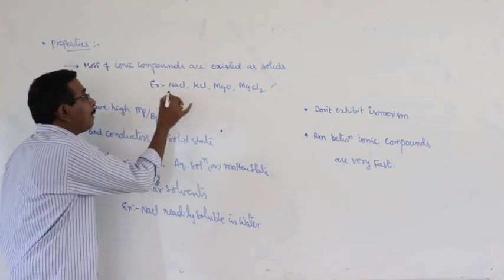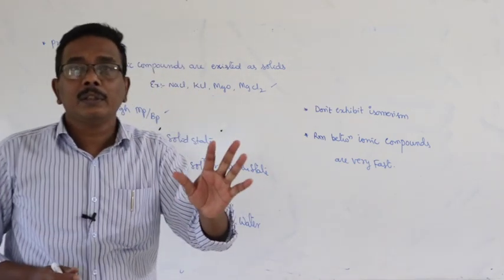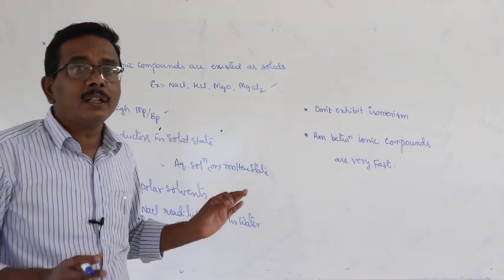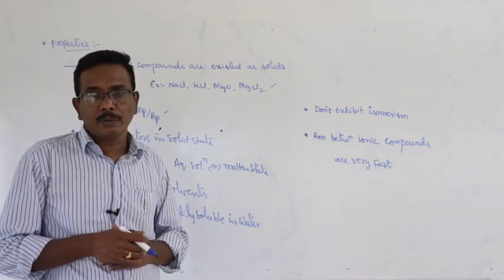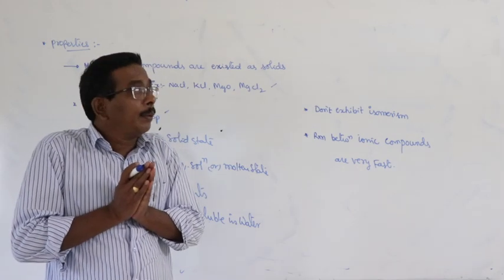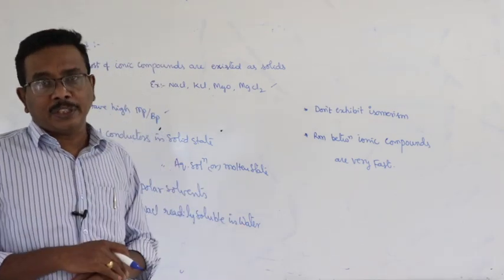They have high melting points and boiling points. Why? What is the reason for that? Simple reason: due to strong electrostatic attraction between the oppositely charged ions. Means what? Here, melting point and boiling point mean nothing but the breaking of attraction forces.